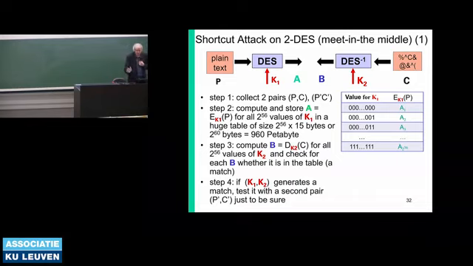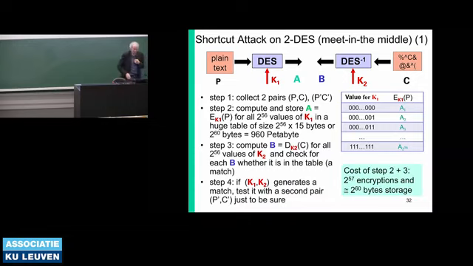Okay, so this is easy, right? You store a table in which you go forward, you store all the A values, then you run through all the K2s to go backward, and every time you look up whether the value is in the table, and if it's in the table, you may have found the solution. Clear to everybody? Okay. So the cost. Step 1 requires 2 to the 56 encryptions.